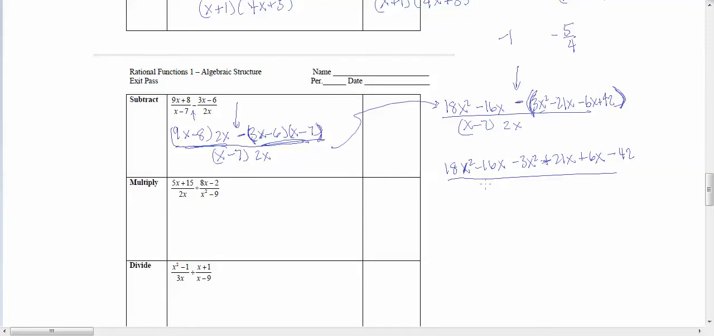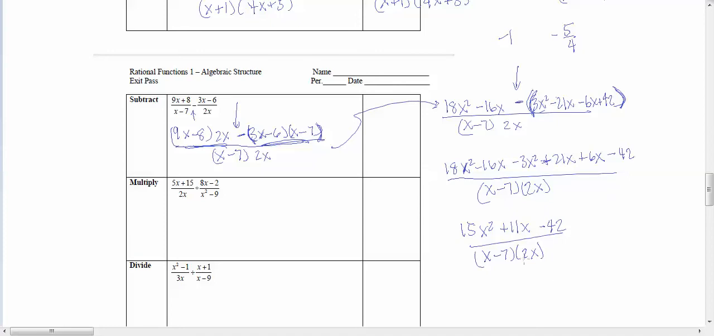Alright, let's do this one. This becomes x minus 7 times 2x. Combining like terms, that would be 15x squared, because there's 18x squared minus 3x squared. This one right here would be 11x: negative 16 plus 21 plus 6. And then minus 42, divided by x minus 7 and 2x.